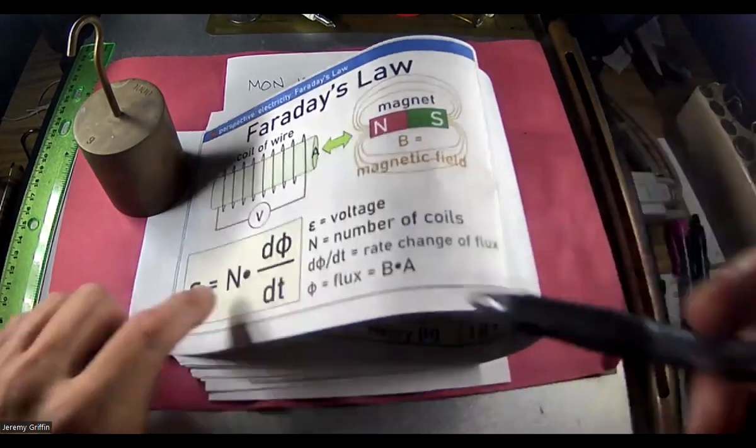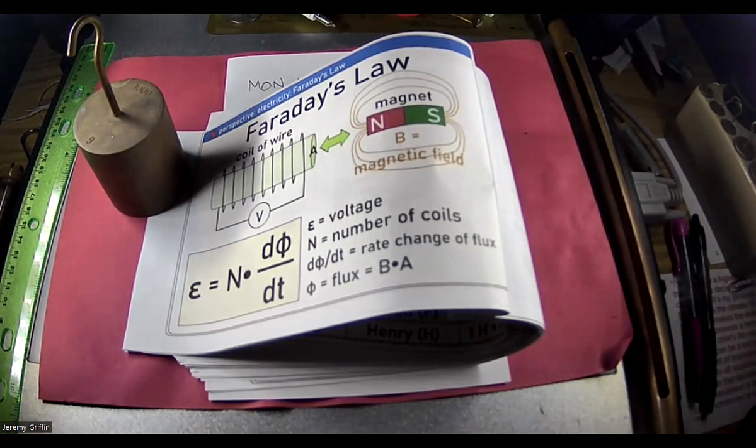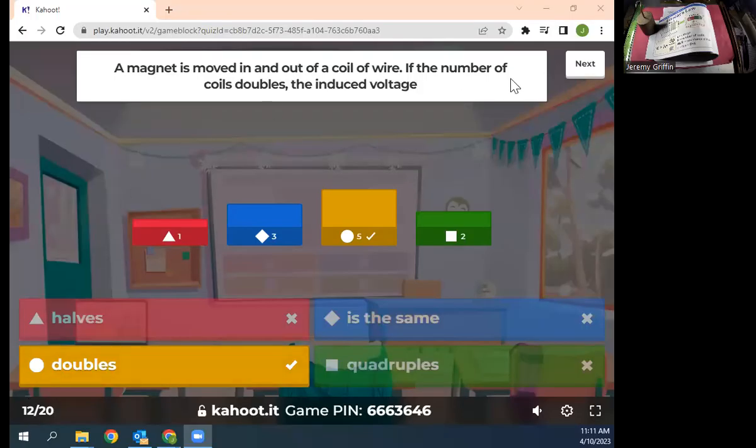Paul Hewitt was showing this too. He said, what if I do one coil? What if I do two coils? What if I do three? Every time he added a coil and forced that past the magnet, it would increase the voltage, because the wire was connected to a voltmeter.